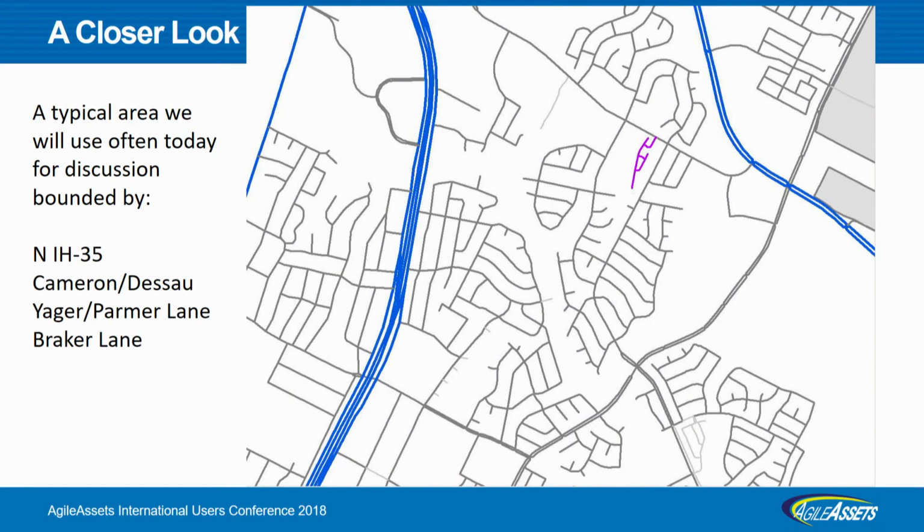We're going to look at this area and come back to it a few times. It's just a small area bounded by I-35, Cameron-Dessaw, Yeager-Palmer, and Breaker Lane. It's this kind of odd-shaped area here in the northeast of Austin. We're going to use this as a discussion area, to see what was picked out by the pavement management system and what we did to adjust those.